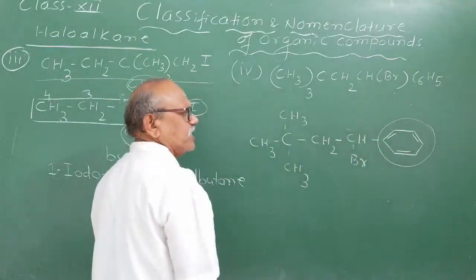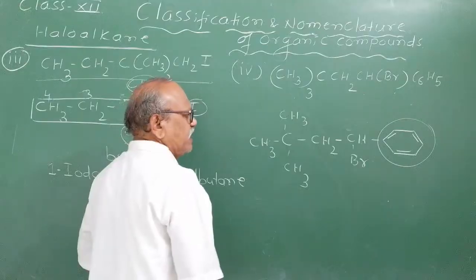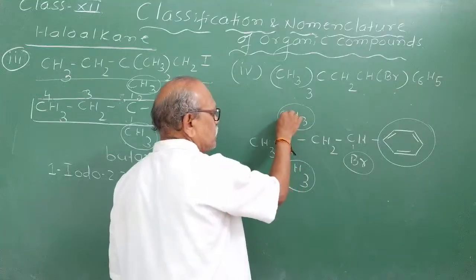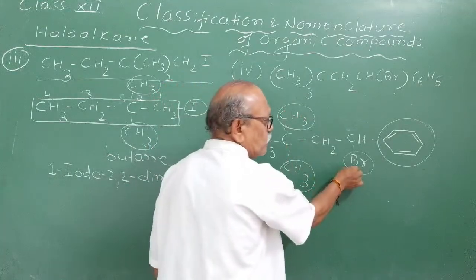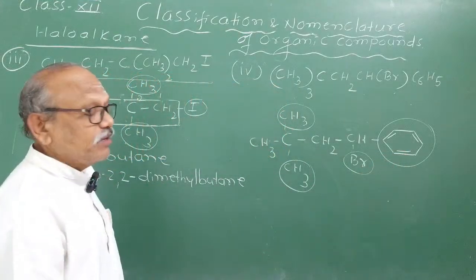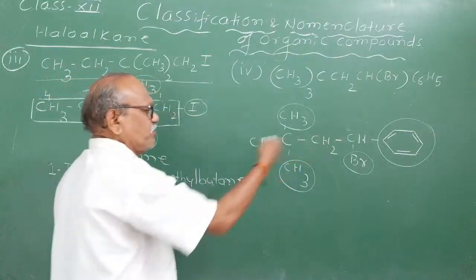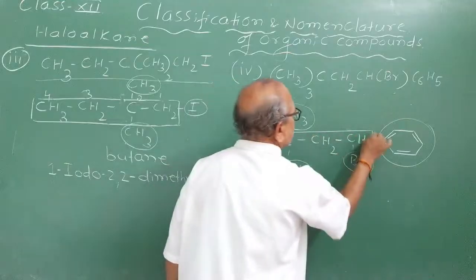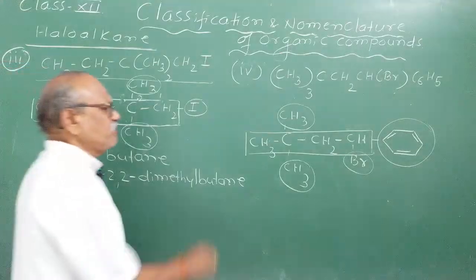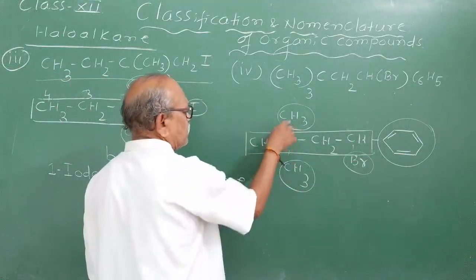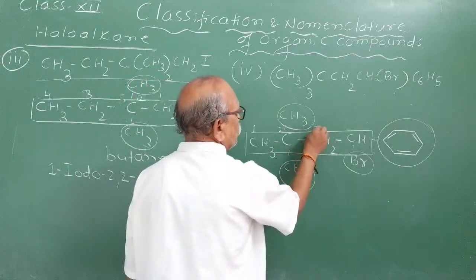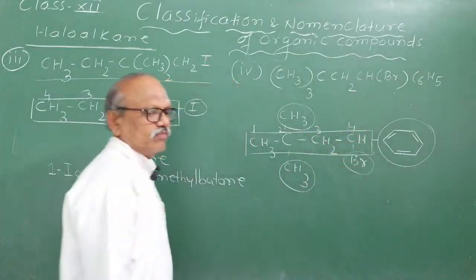Then you have to number the carbon atoms so that the substituent groups get the lowest numbers. How many substituent groups are there? This one is methyl, methyl. This one is bromo. What should this be called? Phenyl. Numbering from which end? What is the parent chain? The parent chain is this, four carbon atoms. Numbering should be done from left to right because of the sum of the locants. 1, 2, 3, 4.